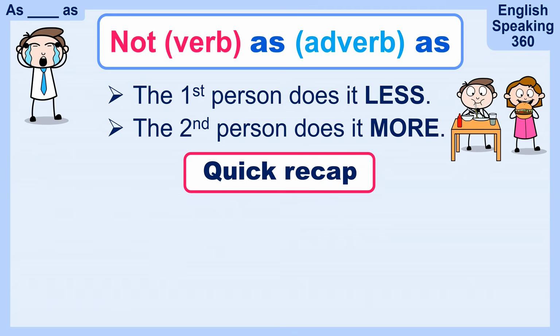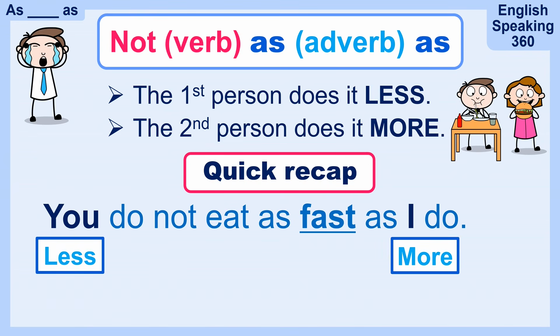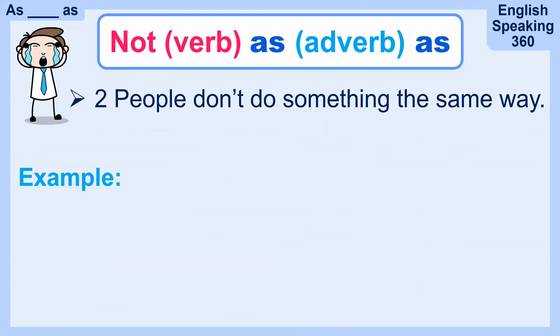Here's a quick recap for you. You do not eat as fast as I do, but you can also say, I do not eat as slowly as you do. We have switched around the two subjects, but we are also using the opposite adverb to keep the same meaning. I think you need one more example.